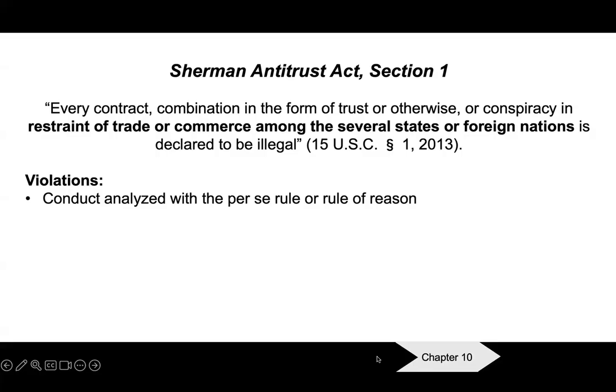So there are two ways that the court will analyze conduct that could violate Section 1 of the Sherman Antitrust Act. The first way is called the per se rule. This looks at inherently anti-competitive conduct, such as price fixing and group boycotts, which you'll read about. The second way that the court will analyze conduct is using the rule of reason. This applies when conduct is not inherently anti-competitive and examines if conduct restrains trade unreasonably.